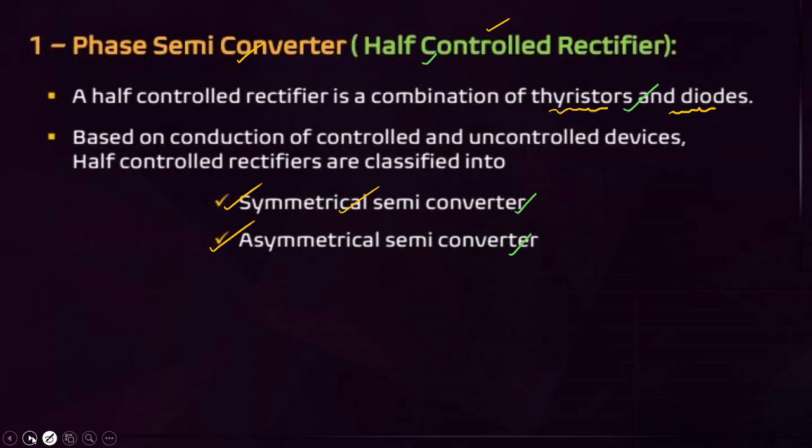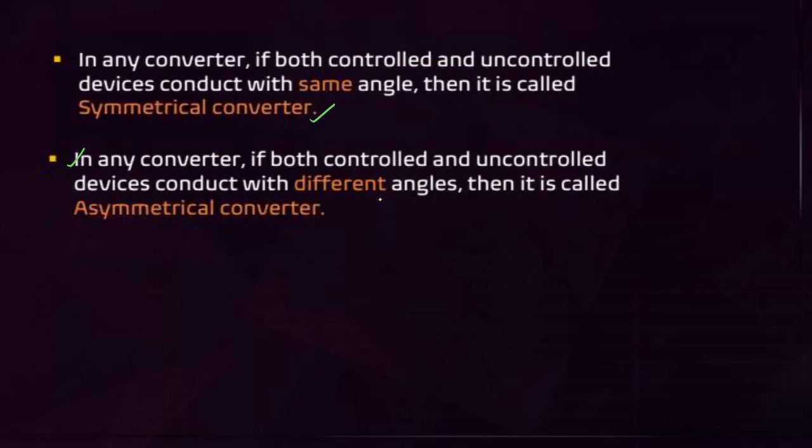Then what is the main difference between symmetrical semi converter and asymmetrical semi converter? In any converter, there are both controlled and uncontrolled devices. Which is the controlled device? Thyristor. Which is the uncontrolled device? Diode. If both controlled and uncontrolled devices conduct with the same angle, then it is called a symmetrical converter.